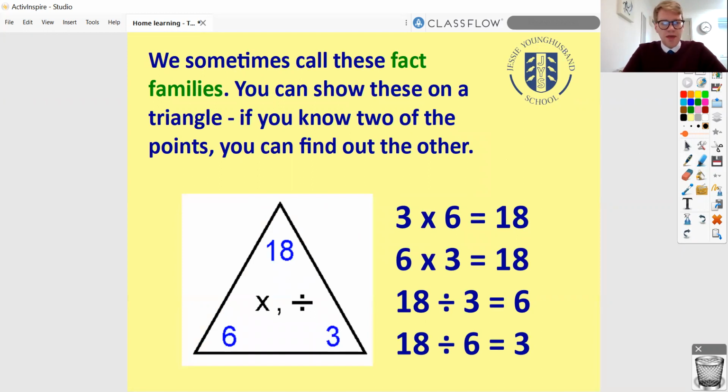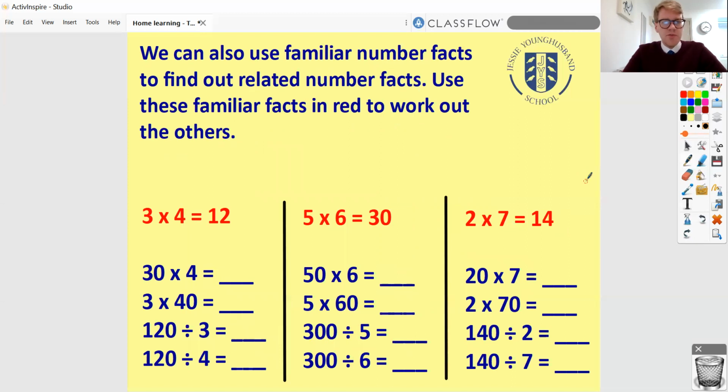And we sometimes call it, when we have 4 number facts like that, a fact family. And you can show these on a triangle, because if you know 2 of the points, you can find out the other one. So we know, for example, 6 times 3 is 18. But it also works the other way around as well. You can do 18 divided by 6 is 3, or 18 divided by 3 is 6. So these 3 numbers, we could put them together in a little fact family, and then we get these 4 number facts. And we can use familiar number facts to find out related number facts.